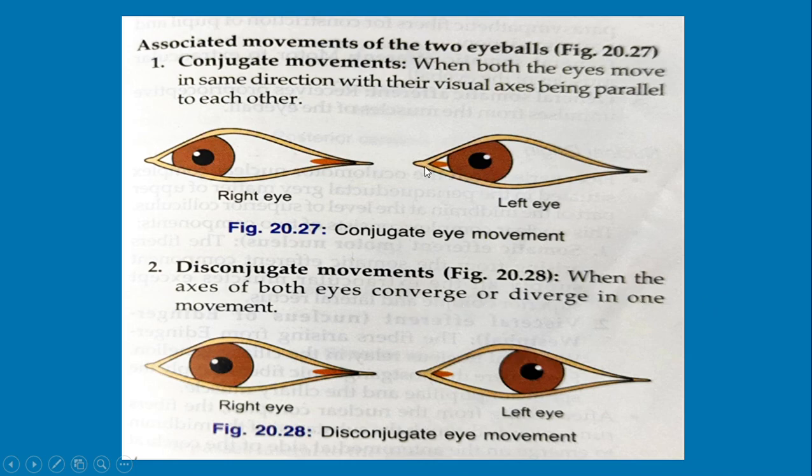Two types of associated movements, that is right and left eye, that is right and left extraocular muscles are acting independently with the right and left oculomotor nerves and different muscles, isn't it? But together it produces a vision. That typical vision is produced by means of associated movements or conjugate movements. The conjugate movements are moving along with it side to side, whereas disconjugate movement is convergence or divergence.